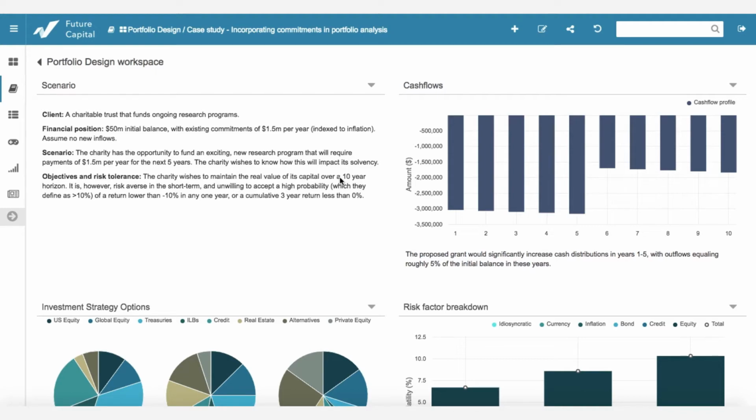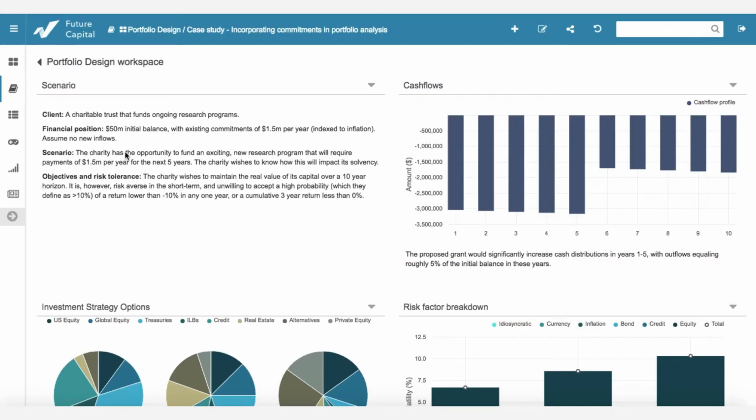And that's essentially the place in Jacobi where we bring together relevant portfolios, cash flows, and assumptions to tell an investment story in a visual way. In the example that you're looking at here in the scenario chart, the multi-asset investment team for a charity has a $50 million initial balance with a $1.5 million commitment every year and no new expected inflows.